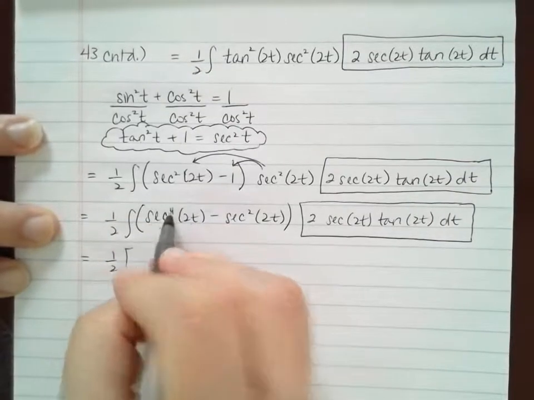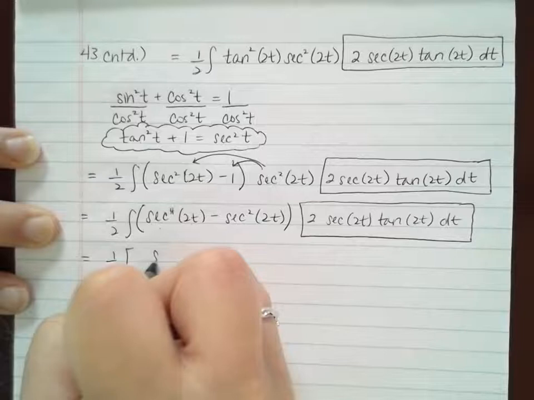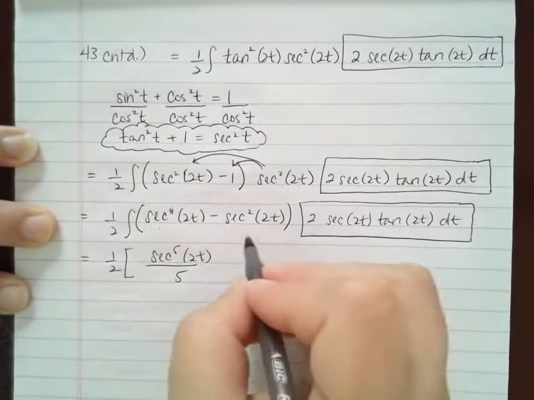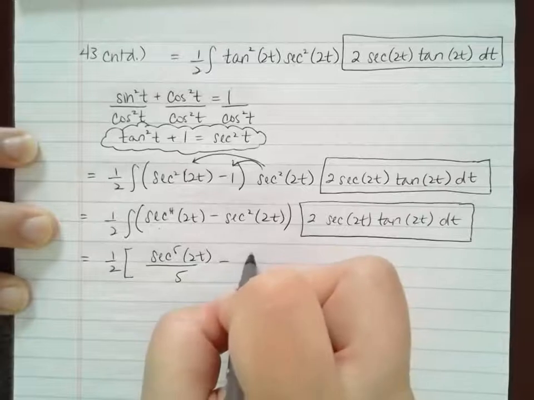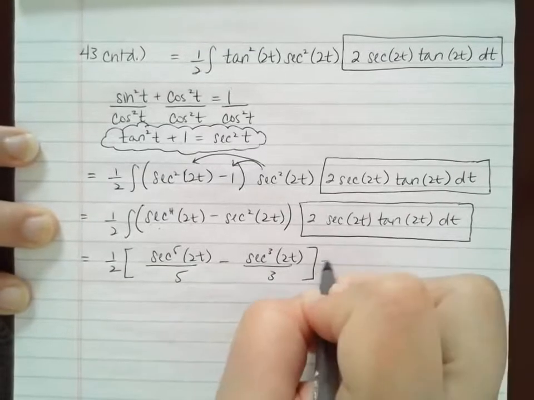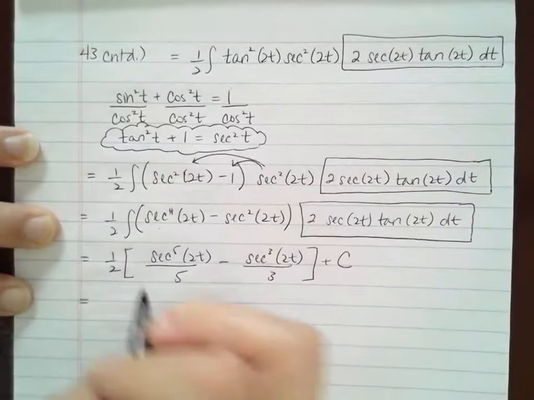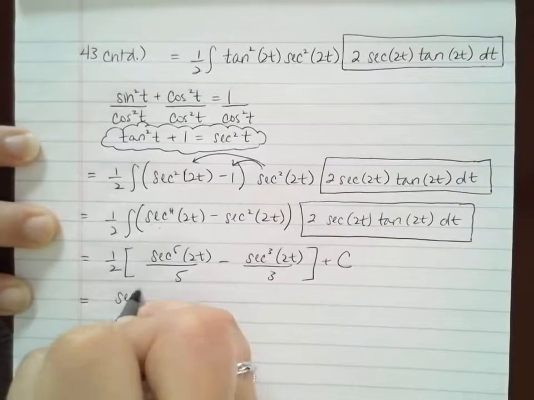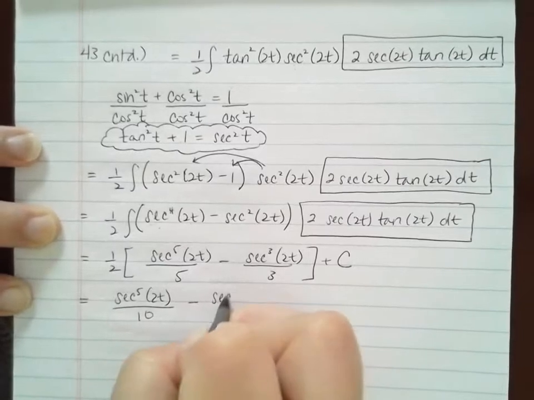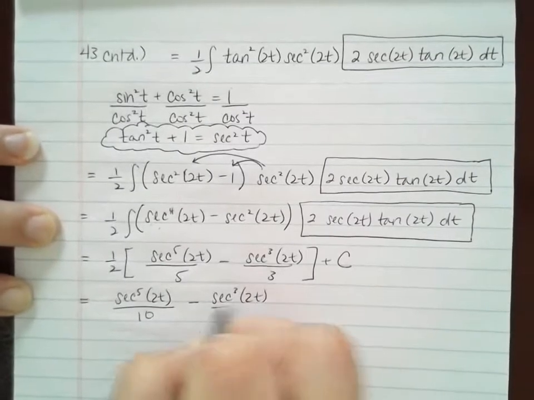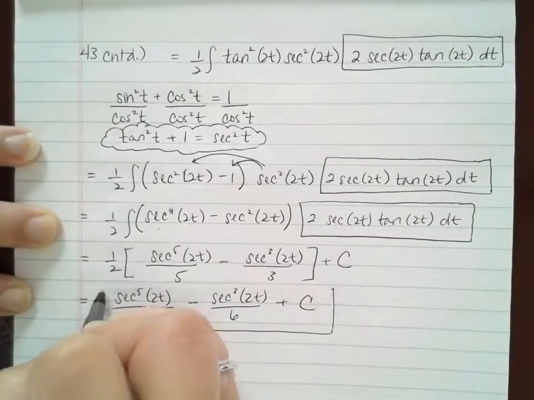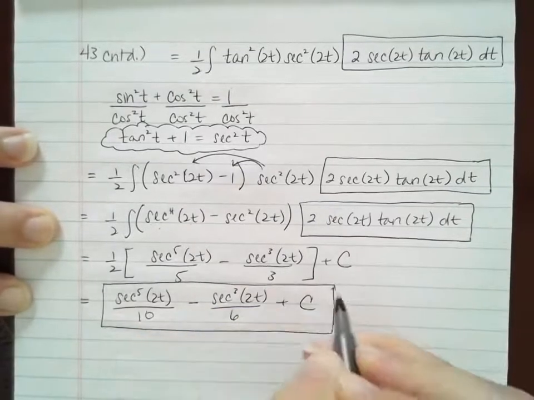Secant to the fourth, or u to the fourth, becomes u to the fifth over 5. Secant squared becomes secant cubed over 3. And then to clean this up, I get secant to the fifth 2t over 10 minus secant cubed 2t over 6 plus c. That was a distributing, rather, of the 1/2.